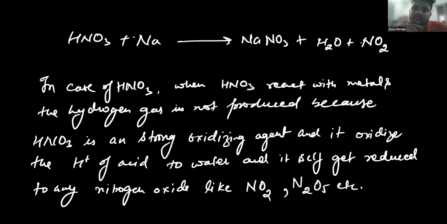Understood my point? Yes, sir. So this is a special case of HNO3. Here are two questions that usually come in the examinations about the special case that there are two metals that can react with HNO3 and produce hydrogen gas. The question has been asked in the NCERT example: the two metals that are still able to produce hydrogen gas with HNO3 are magnesium and manganese. Magnesium and manganese are the two metals which, even with HNO3, produce hydrogen gas. So have you noted this one?